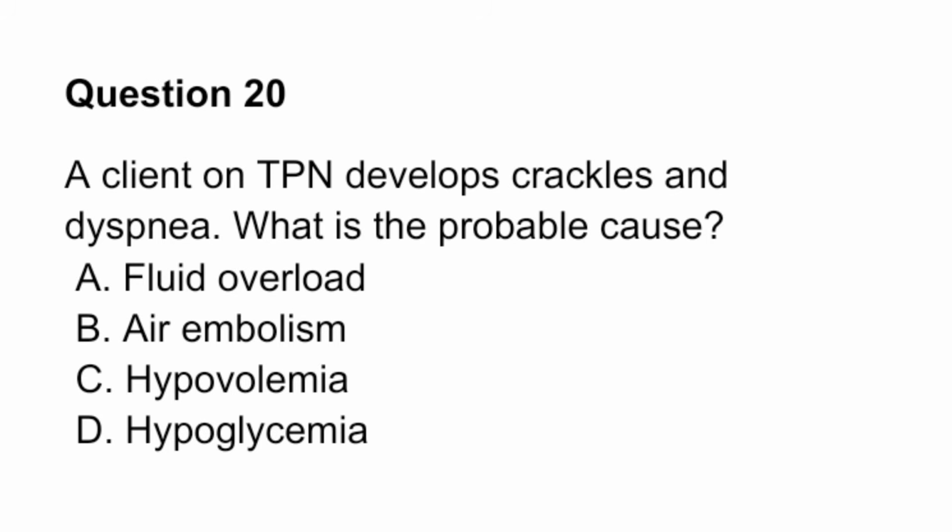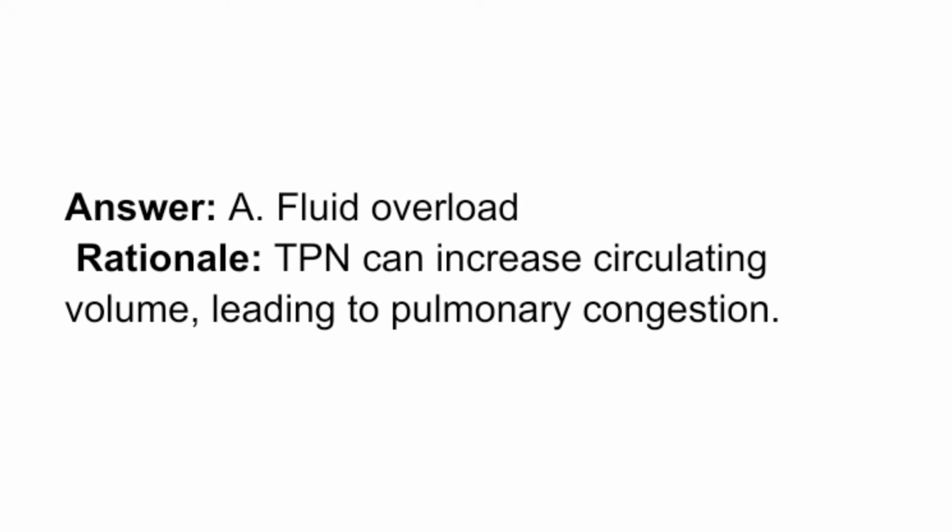Question 20. A client on TPN develops crackles and dyspnea. What is the probable cause? A. Fluid overload. B. Air embolism. C. Hypovolemia. D. Hypoglycemia. Answer: A. Fluid overload. Rationale: TPN can increase circulating volume, leading to pulmonary congestion.